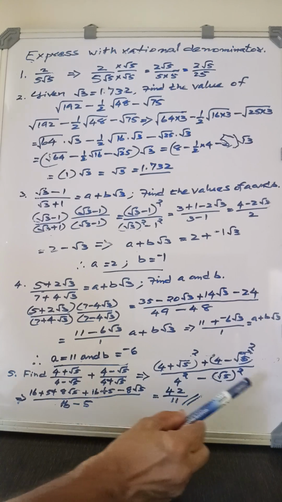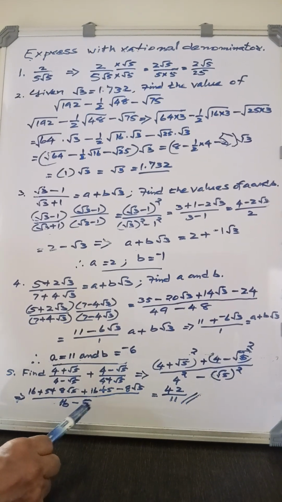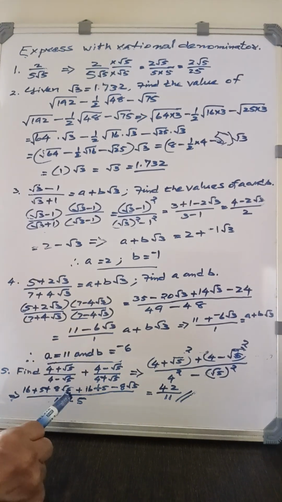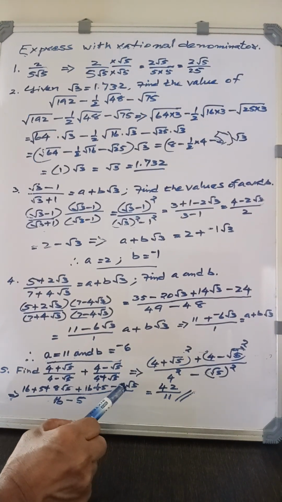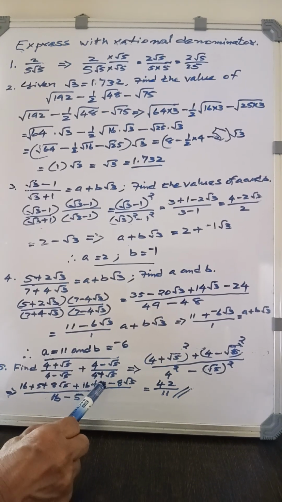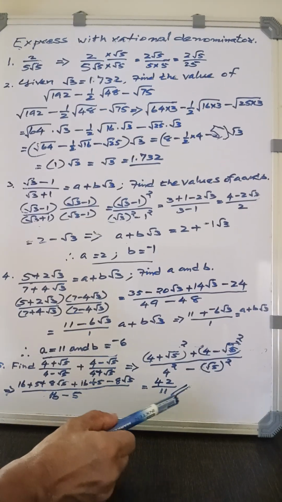By a plus b into a minus b, a squared minus b squared gives 4 squared minus root 5 the whole square, 16 minus 5. Therefore 16 plus 8 root 5 and minus 8 root 5 cancel. 16 plus 5, 21. 16 plus 5, 21. 21 plus 21, 42, by 16 minus 5 gives 11.